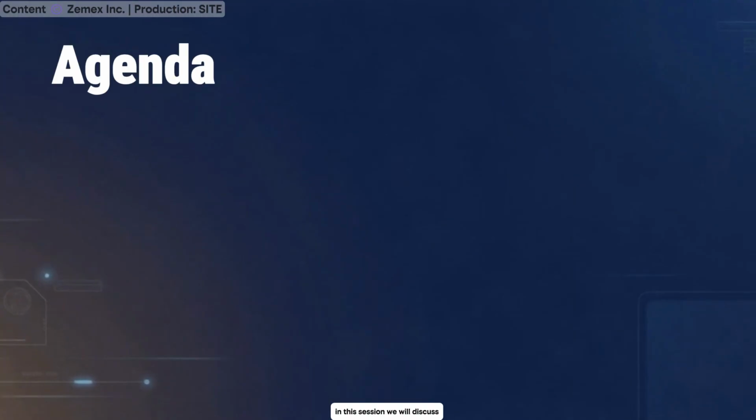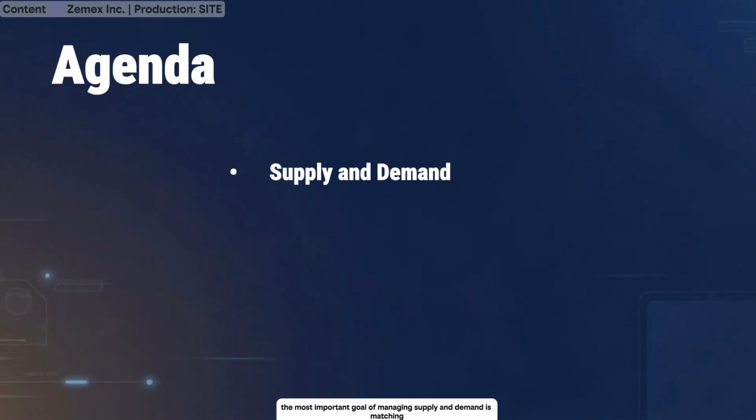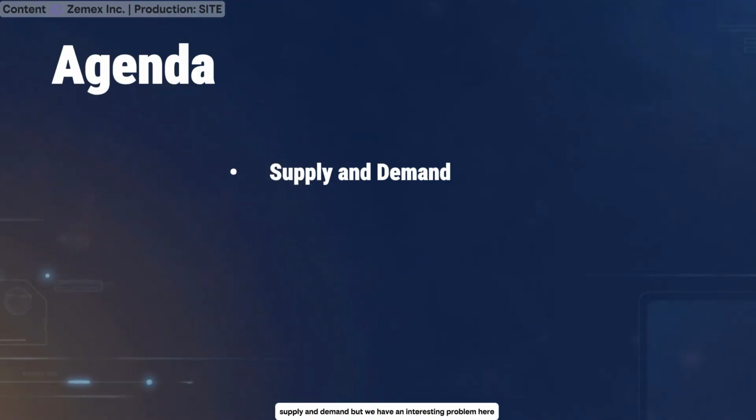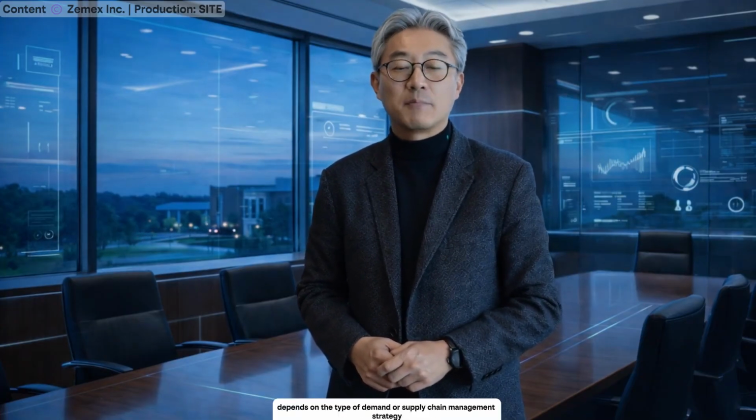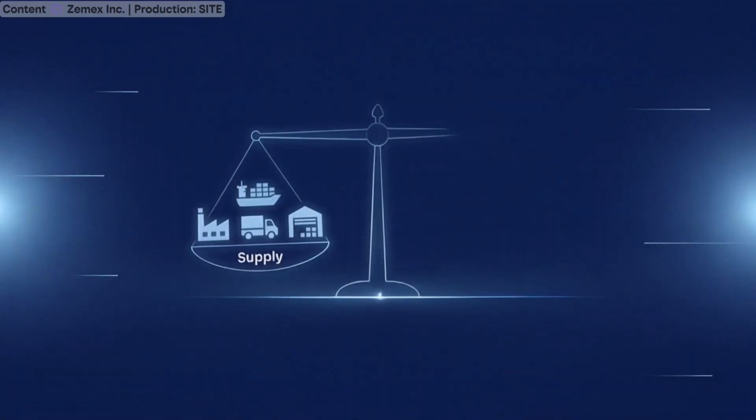In this session, we will discuss one of the most critical topics in supply chain management, which is supply and demand. Actually, the most important goal of managing supply and demand is matching supply and demand. But we have an interesting problem here, which is called the bullwhip effect. We will discuss this important and interesting problem during this session and finally explore some conceptual frameworks that describe different supply chain designs, depending on the type of demand or supply chain management strategy.